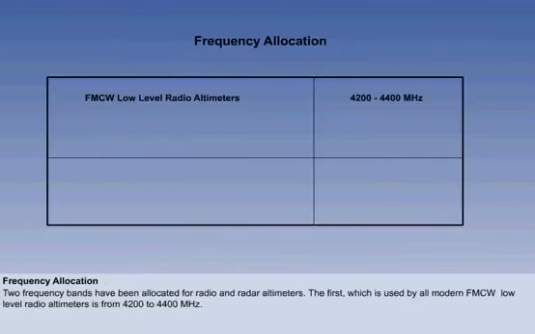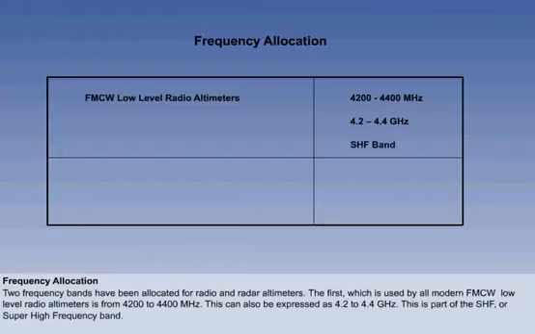Two frequency bands have been allocated for radio and radar altimeters. The first, which is used by all modern FMCW low-level radio altimeters, is from 4,200 to 4,400 MHz. This can also be expressed as 4.2 to 4.4 GHz. These frequencies lie within the SHF, or super high frequency, range of the electromagnetic spectrum. These terms will be explained when you cover radio propagation theory. At present, just remember them.